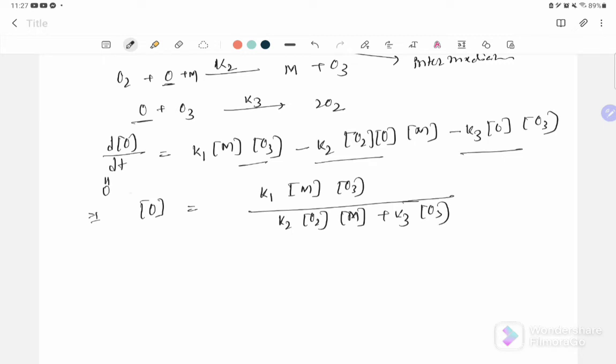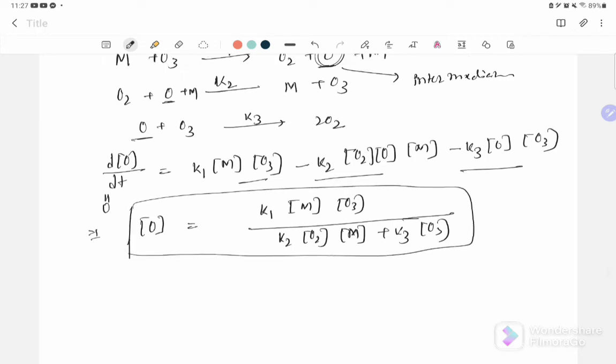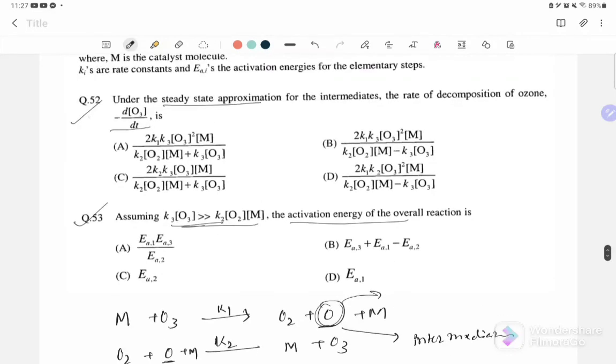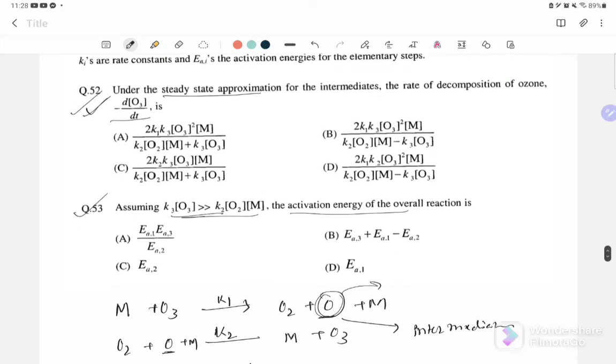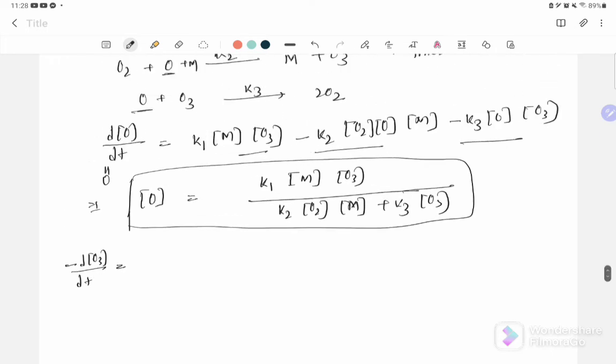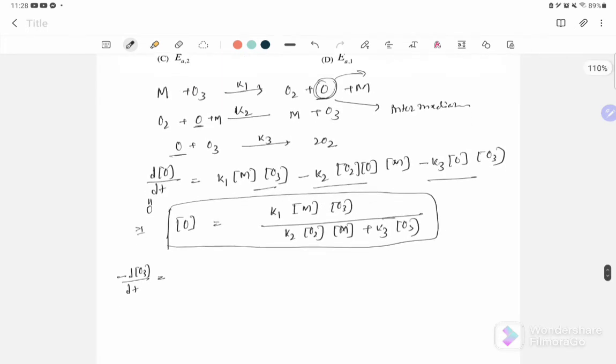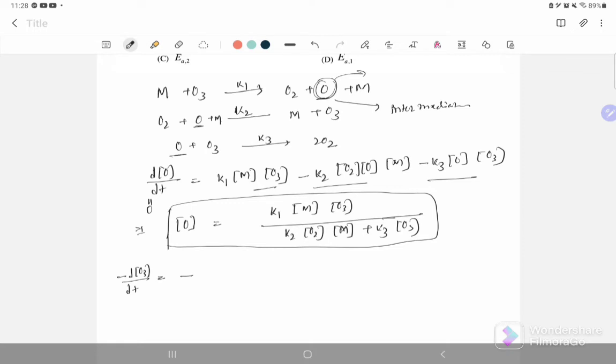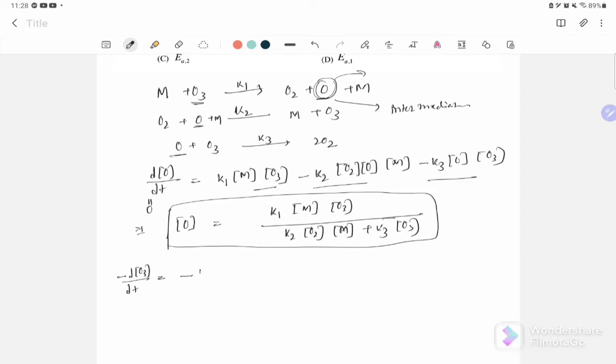Okay, this is our concentration of O. So now the rate, according to dO3/dt, we have to write dO3/dt. What is that? That will be, from the equation we can write, because in the first case O3 is decaying, so I will write K.